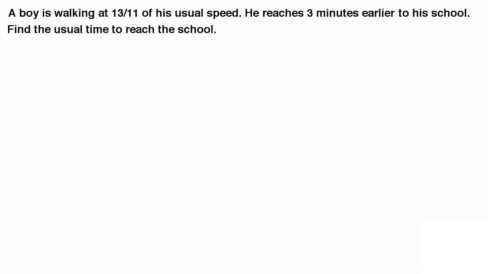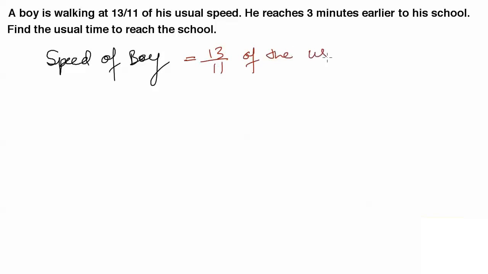A boy is walking at 13/11 of his usual speed. He reaches 3 minutes earlier to his school than the usual time taken. Find the usual time taken to reach the school. So right now the speed of the boy is 13/11 of the usual speed.